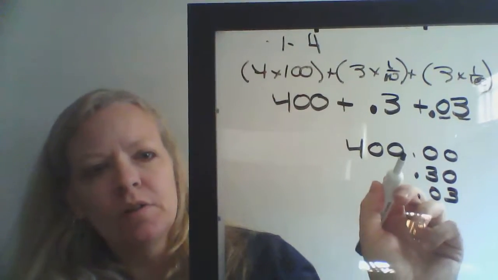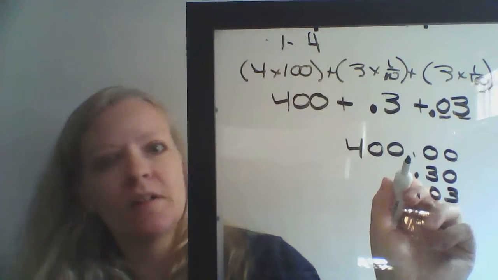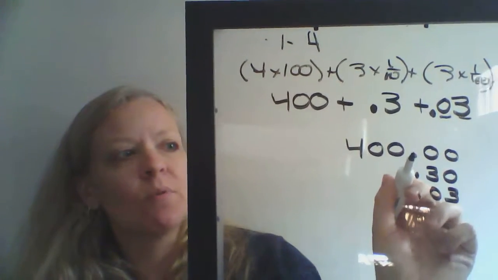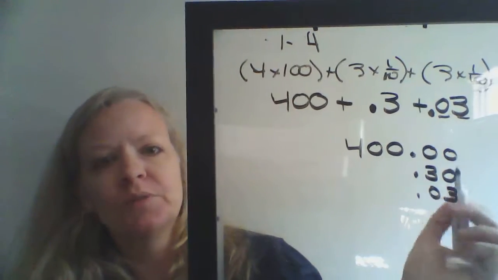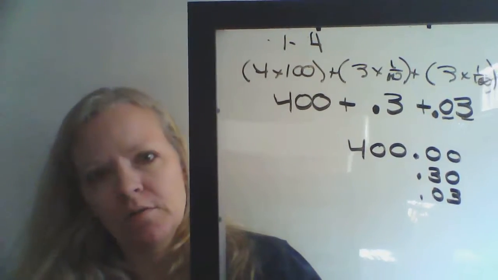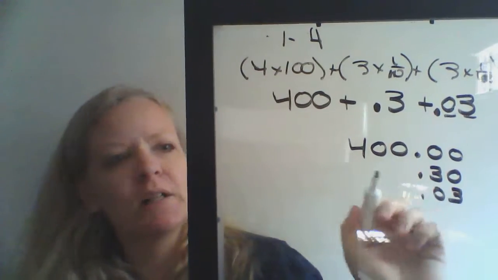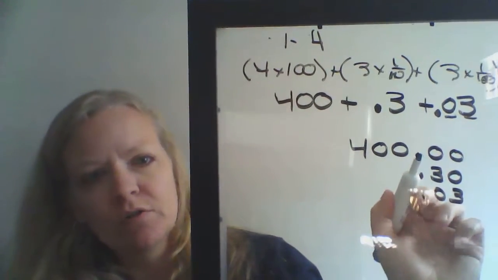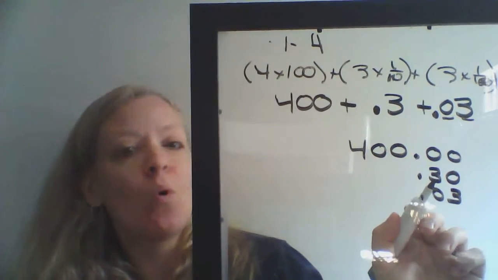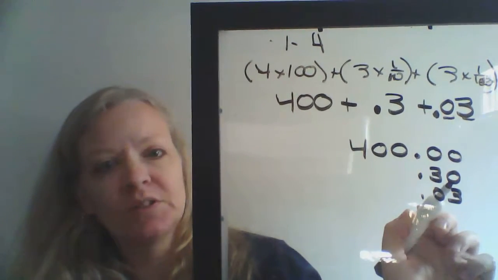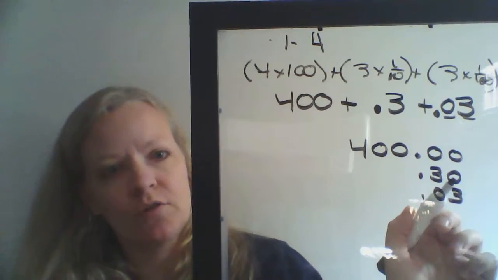Okay, so we need to recognize a couple things here. Any whole number has a decimal point after it. Think of money. There's always a decimal point, but we don't always see it. And there's always zeros. We don't always write them. If there's nothing there, there's nothing to write. So like if it was money, we'd say $400, 0 cents. 0.3 is the same as 0.30. So this 0 is a placeholder. There's nothing in the hundredths.